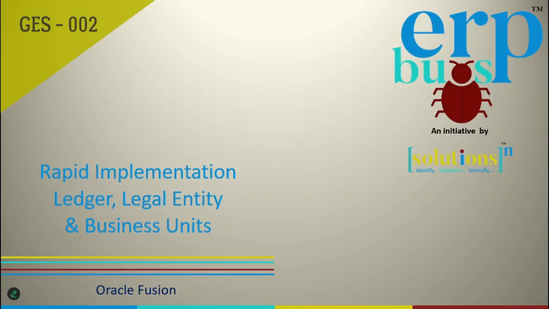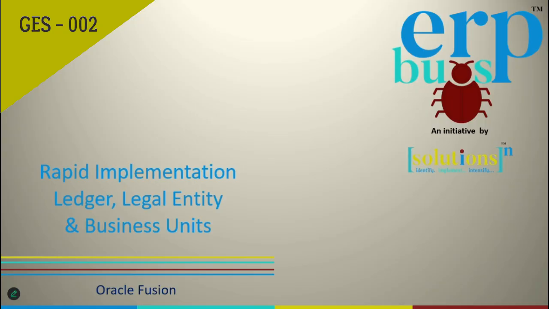Welcome to erpbugs. In our previous session, we saw how to load the chart of account file. This is in continuation to the same session. In this session, we are going to load the other file that we have generated, which contains the information related to the ledger, legal entity, business unit. So we'll see what the process is.